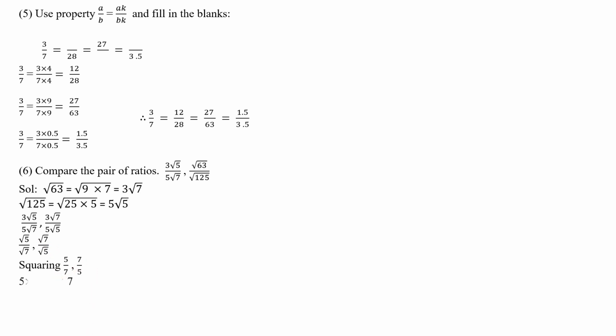Now I'll cross multiply. So you'll get 5 5s are and 7 into 7 by cross multiplication. You know students, 5 5s are 25 and 7 7s are 49. You know 25 is less than 49. So therefore 3 into root 5 upon 5 into root 7 is less than root 63 upon root 125. Is it clear? So root 63 upon root 125 is greater than 3 into root 5 upon 5 into root 7. Clear? Moving to the next sum.